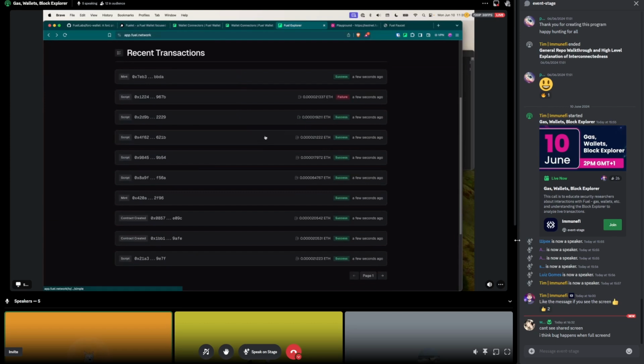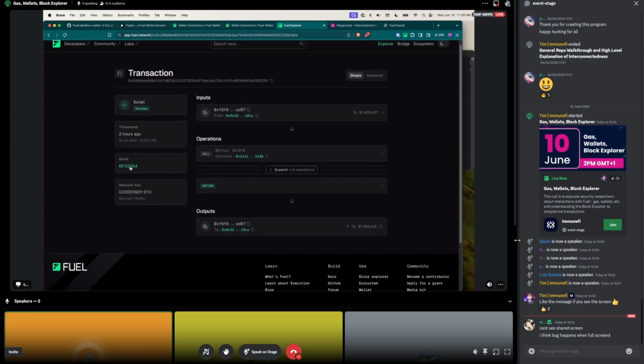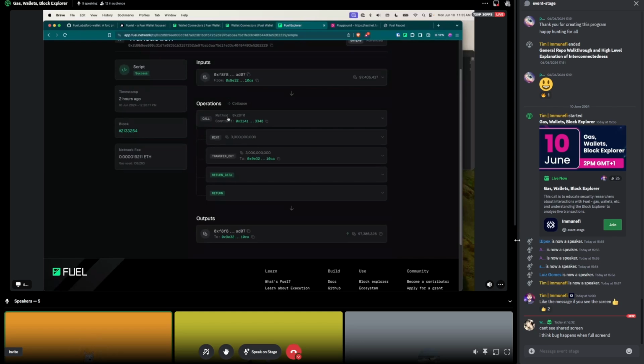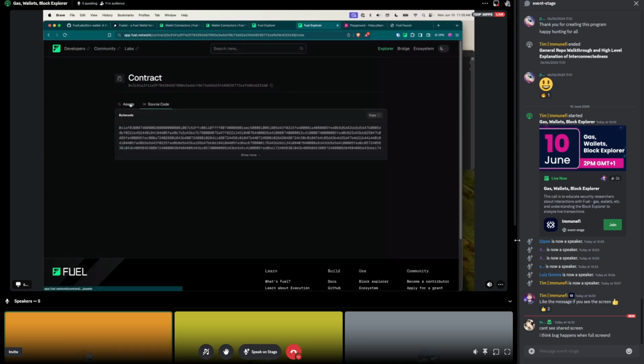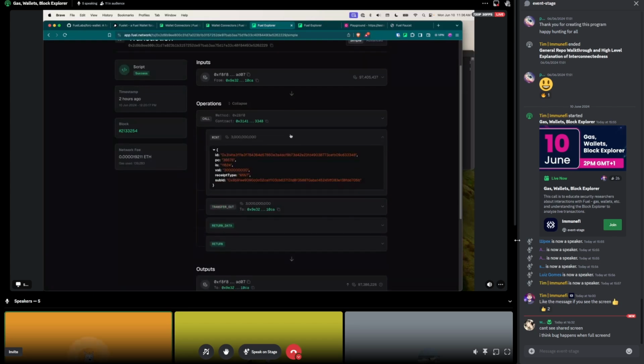You can see all the latest transactions, and when you click on a transaction, you can see which block this transaction was included in. You can also see the main operations that the transaction executes. In this case, you can see it calls a method on this contract. You can also explore the contract, see the source code, see the assets that the contract holds, and see what you are passing to the methods.